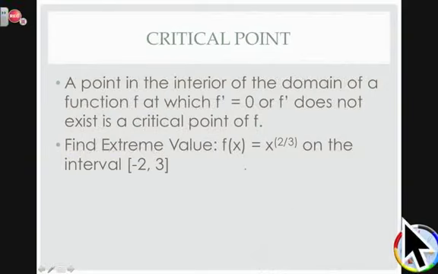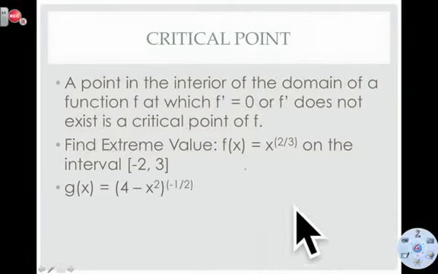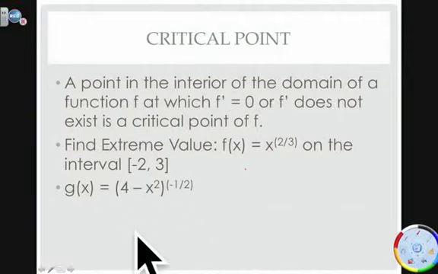Our next example is g of x equals 4 minus x squared to the negative 1/2 power. So this is really 1 over the square root of 4 minus x squared. Now, one of the things that you have to remember is the domain of this function. The domain of this function is not a closed interval.